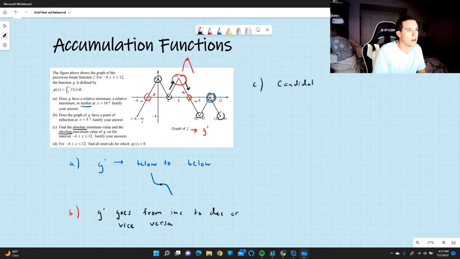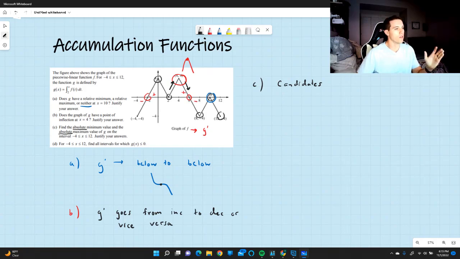Remember, if there's an absolute max or an absolute min, and we're on a closed interval, we have to have a max or min because of the extreme value theorem. The extreme value theorem says if you have a differentiable function, even a continuous function actually, over a closed interval, then there has to be an absolute maximum value and an absolute minimum value.